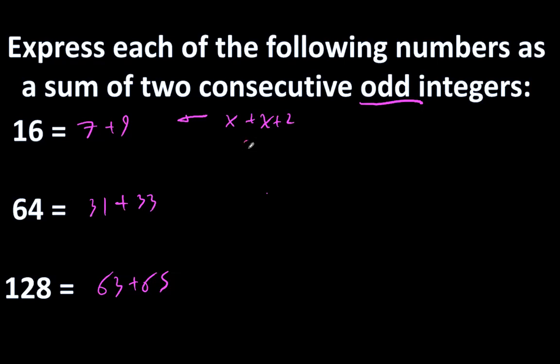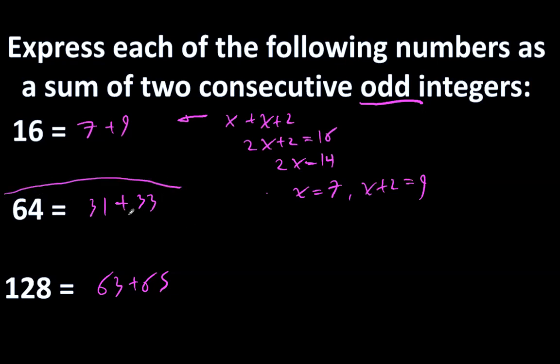So 16 is equal to 2x plus 2. Subtract 2 to get 2x equal to 14, and then divide by 2 to get 7, and then add 2 to get the second integer. And then for the next one, it's the same thing. So 64 equals 2x plus 2. Subtract 2, and then divide by 2, you get 31, and then add 2 to get 33. Very good. And the same one for 128. Thank you. Yes, that's correct.